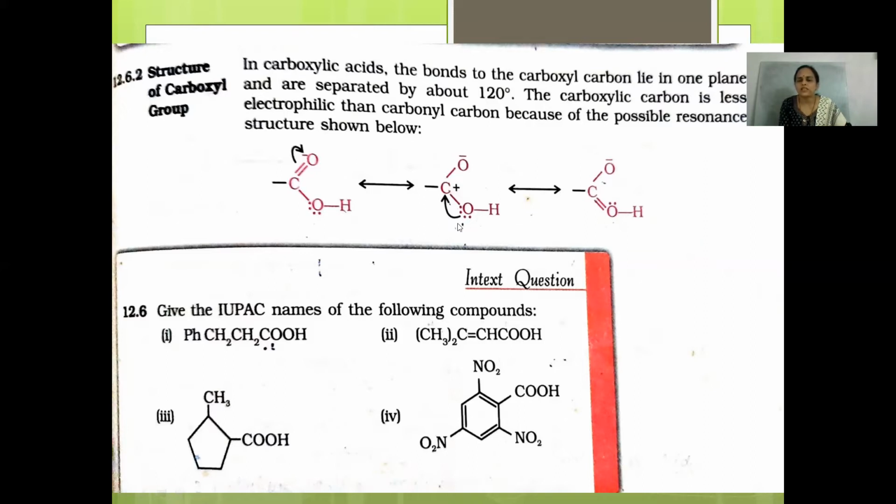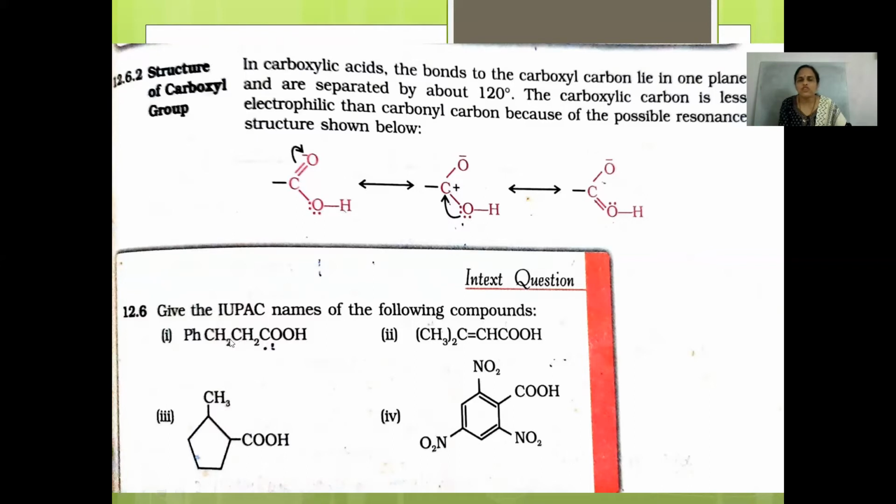In the third resonance structure which we obtain, oxygen has extra electrons on it. One lone pair moves to this carbon-oxygen bond, making it a double bond, C double bond O, OH, and this oxygen being O minus. Because of the possible resonance structures, the carboxyl carbon is less electrophilic in comparison to that of a carbonyl carbon.